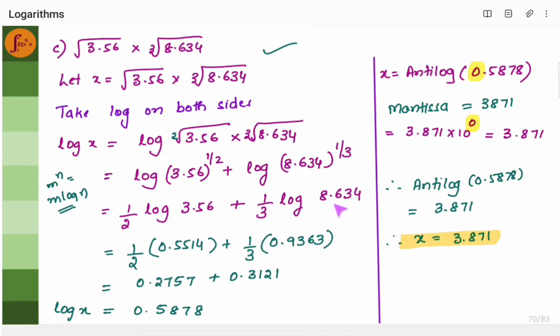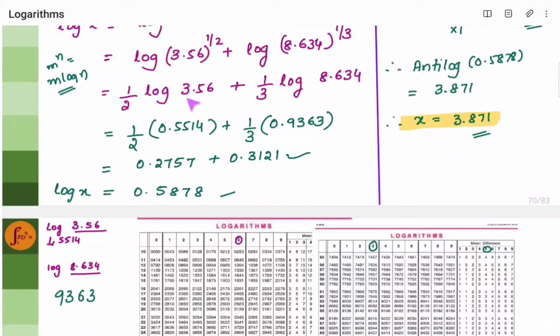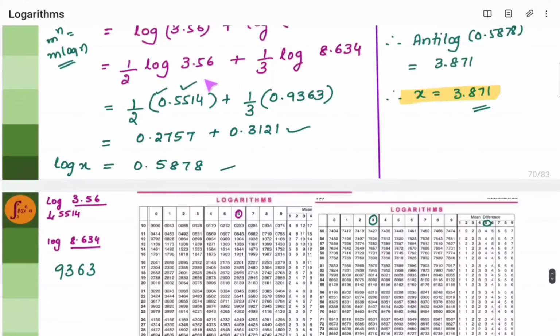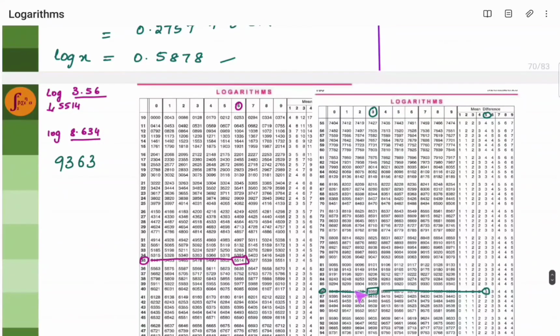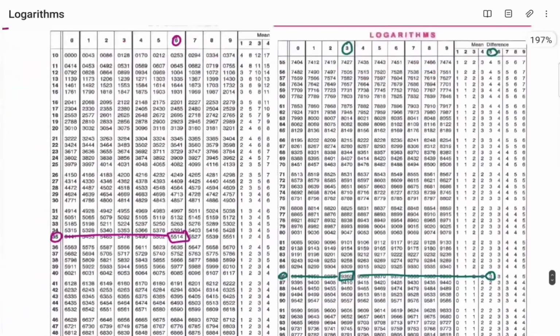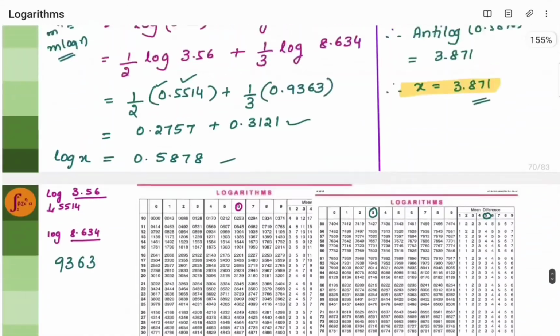Now let's calculate the log values. How do we find log of 3.56? What is the number of digits before the decimal point? It is 1. Therefore, the characteristic is 1 minus 1, which is 0. So it is 0 point. Now we'll take 35 and 6. 35, 6th column, we get 5514. Now 8.634. The characteristic is 0 because it's 1 digit here. Then 8634. We'll go to 86, third column, fourth mean difference. You get 9360 plus 3, so 9363.